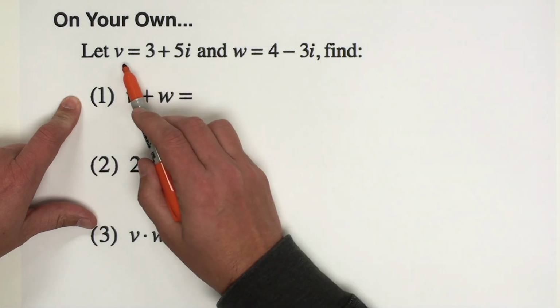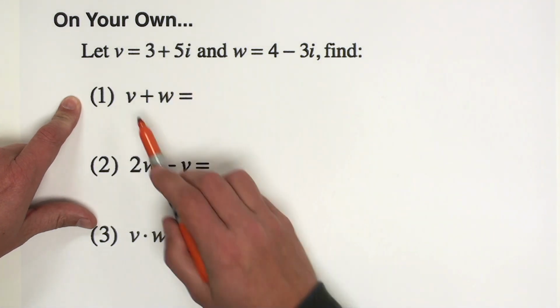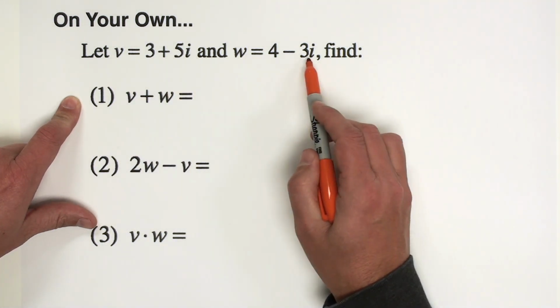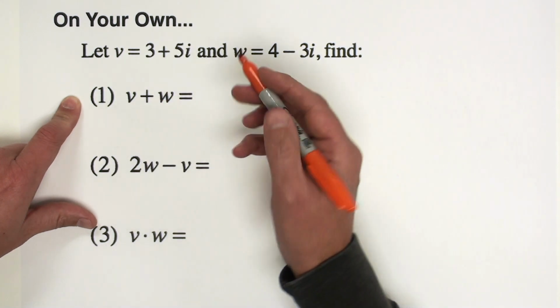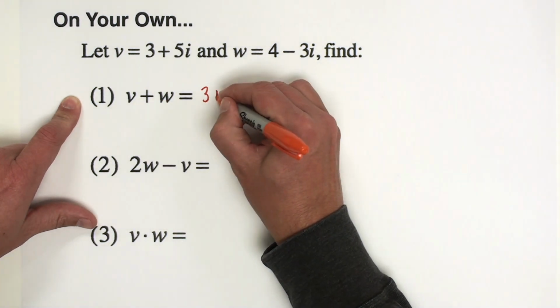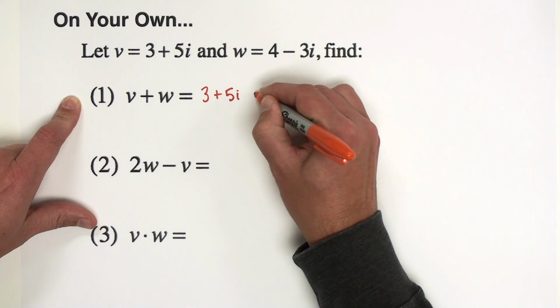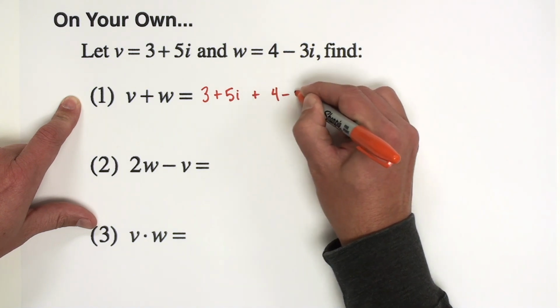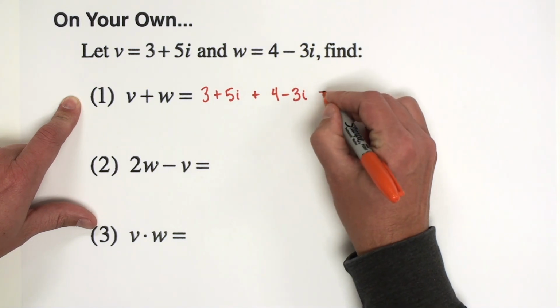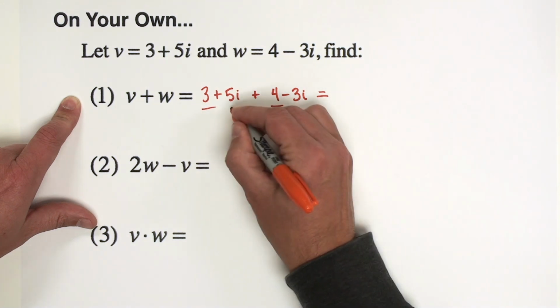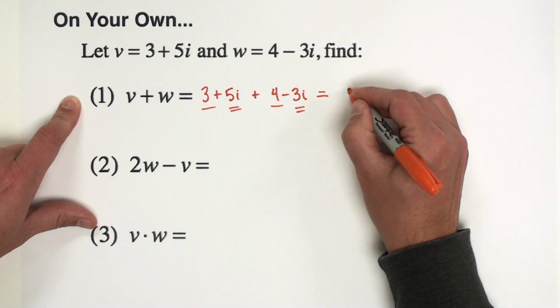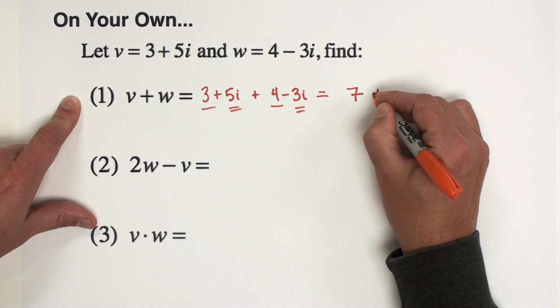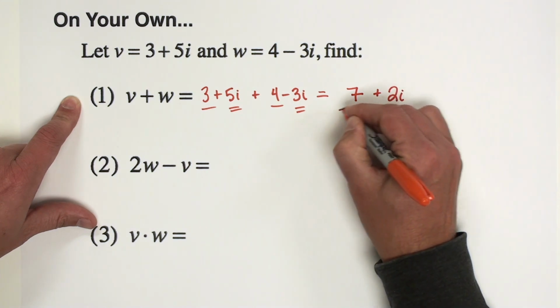We've got a couple of complex numbers. V is the number 3 plus 5i. W is the number 4 minus 3i. We're going to do V plus W. So I want to do 3 plus 5i plus 4 minus 3i. So I'm just putting like terms together. I'm going to have 7 plus 2i.